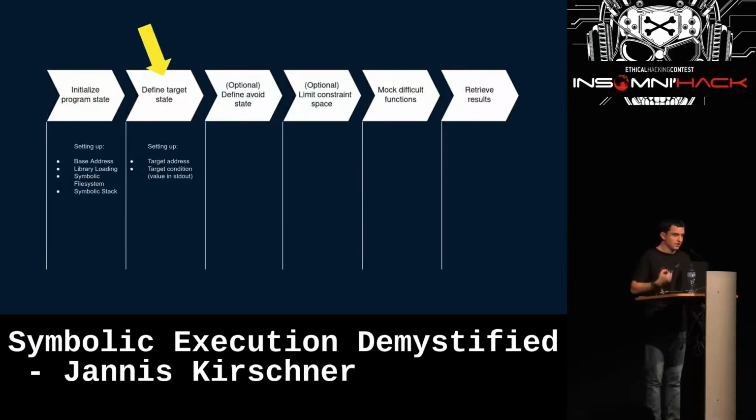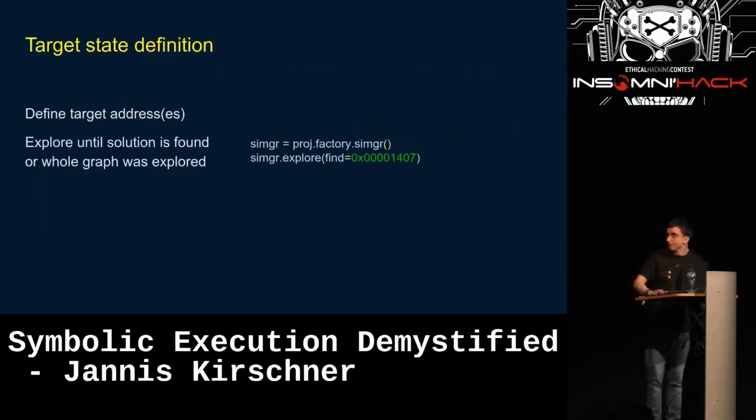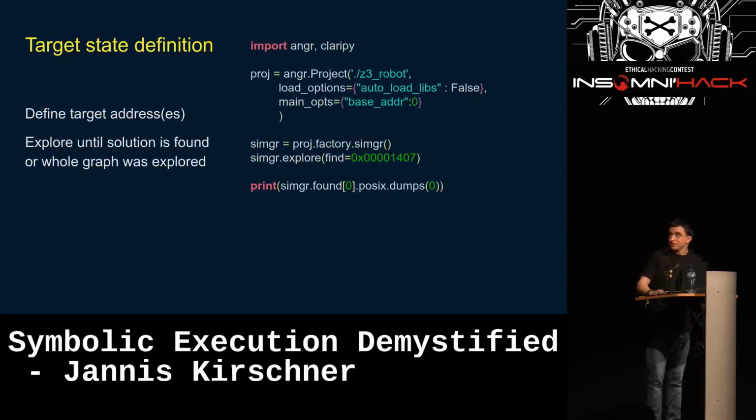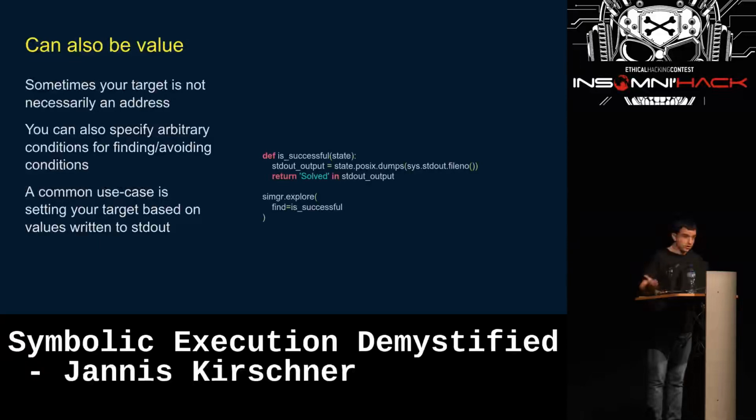Now we know how data gets into the symbolic execution framework. Now we have to define a target. What do we want to achieve? Where do we want to explore to? And therefore, we can just define an address. Pretty simple. We have some solved function, some string, whatever you want. However, we can also enter target conditions. So we can say if a string like solved gets written to standard output, we have found a solution. So we can also search for that.